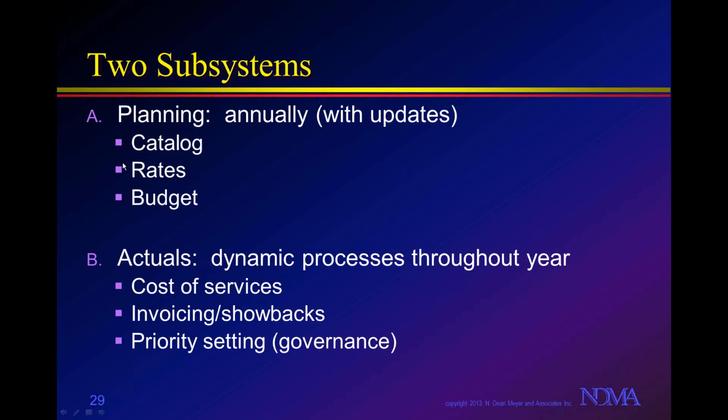So planning subsystem, catalog, rates, budget. Actual subsystem, tracking after the fact, the cost of service, producing invoices or showbacks, and the priority setting processes.